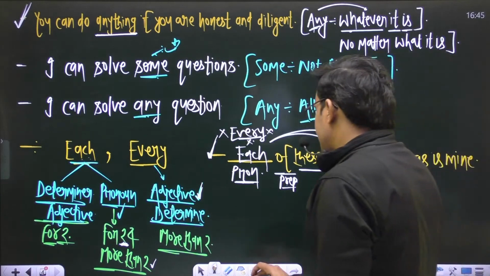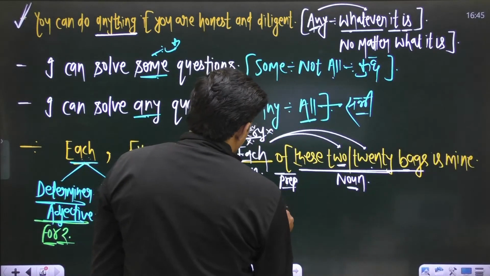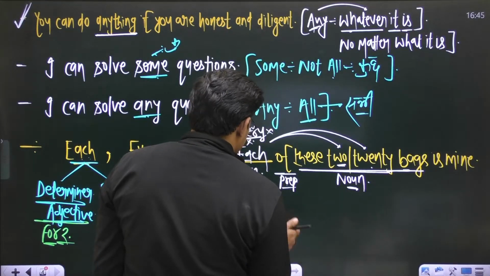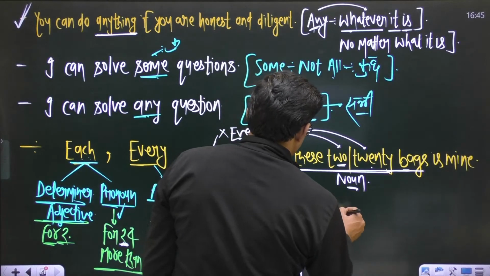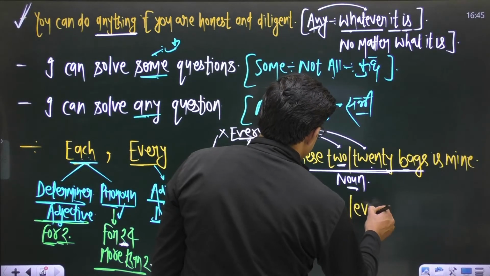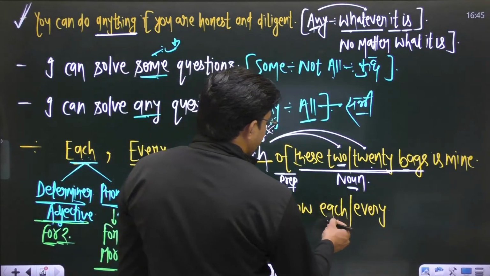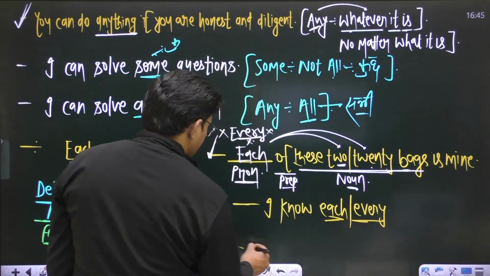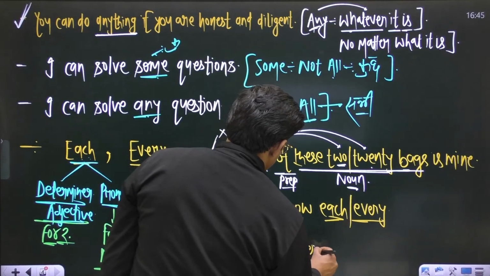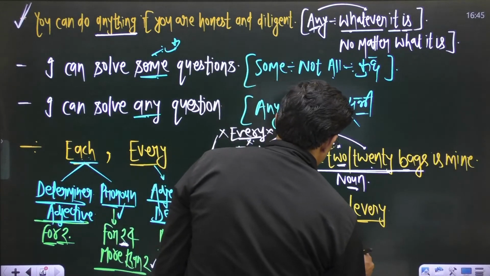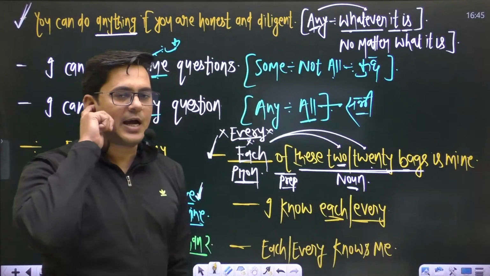If you want to understand this concept very well, if I say, I know each slash every, which one is right to say? Each will be the right answer, or every. And each slash every knows me.